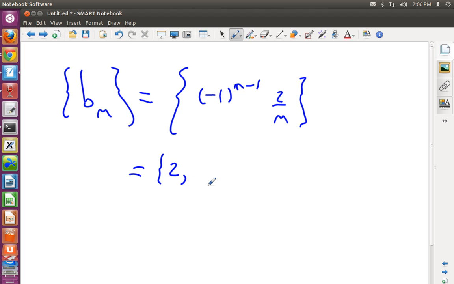What's a sub 2? 2 minus 1 is 1. Negative 1 to the 1 is negative 1. And 2 over 2, I should say, since we plugged in 2, so negative 1. Is this terrible? Not really. What if you plug in 3? What's b sub 3? 3 minus 1 is 2, negative 1 squared is positive 1, and 2 over 3, so positive 2/3. That's b sub 1, b sub 2, b sub 3. How about b sub 4? B sub 4 would be negative, because 4 minus 1 is 3, and negative 1 to the 3rd is negative 1.